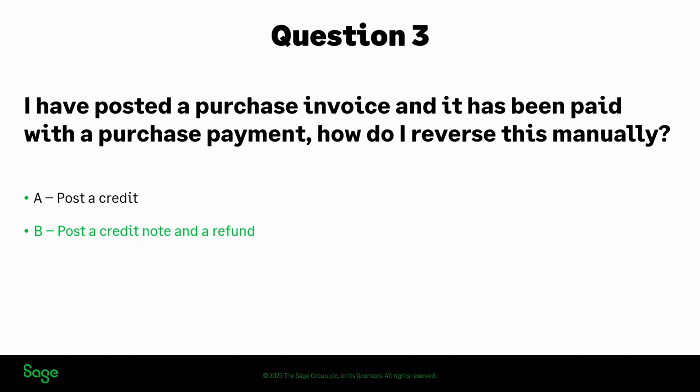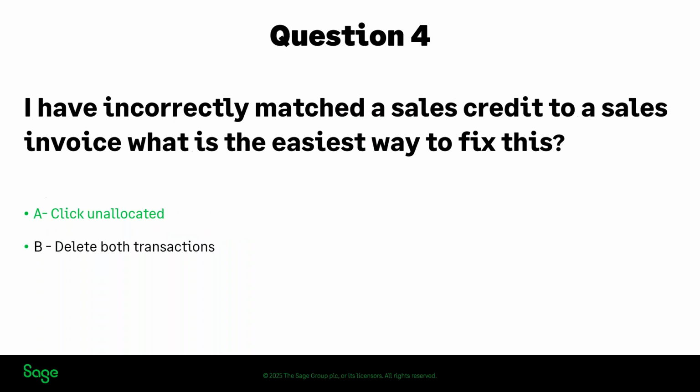And then question 4, final question in this round. I've incorrectly matched sales credit to a sales invoice. What's the easiest way to fix this? Click the unallocate option. You could delete one of the transactions that would achieve it, re-enter that transaction, but the easiest option, just unallocate them. And then if needed, you can reallocate that credit to a different invoice.